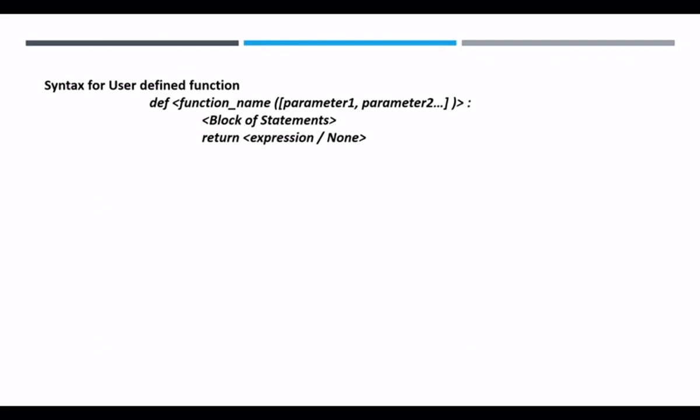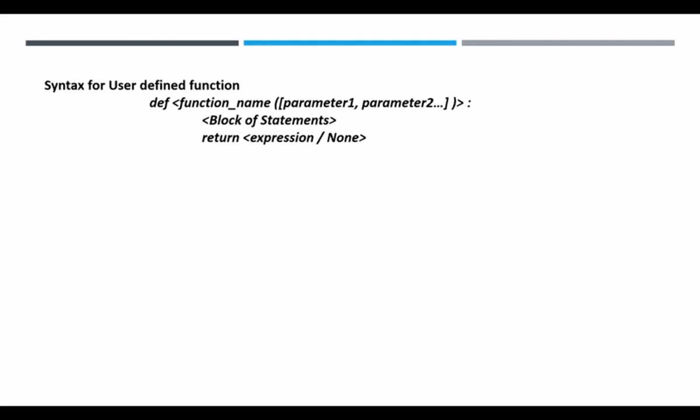Syntax for user-defined function. So we have already seen that a user can create a function. When we create a function in a programming language, there should be a proper syntax. Syntax means a grammar, a particular format to be followed. So here you can see the format which is to be followed while a user defines a function.